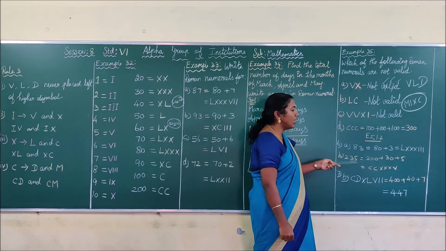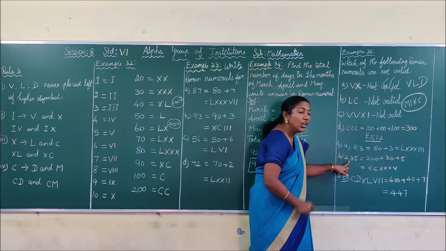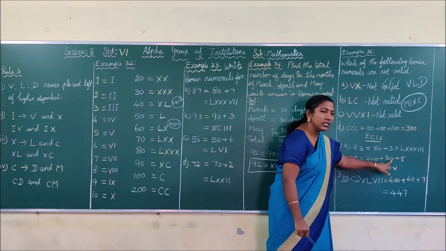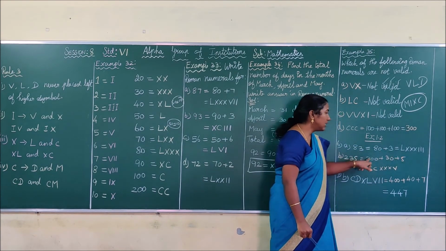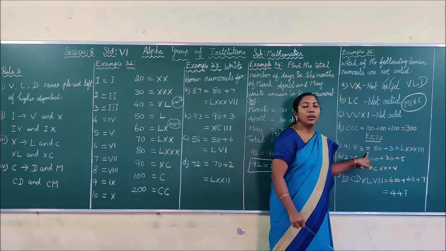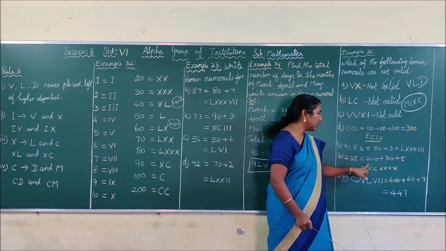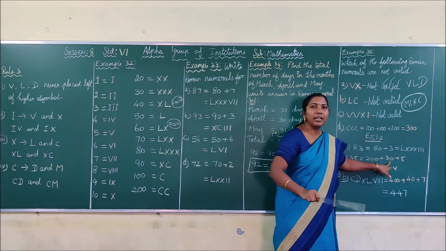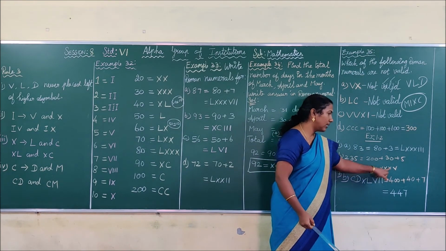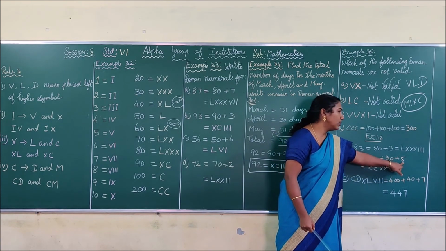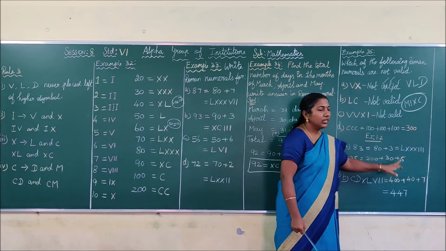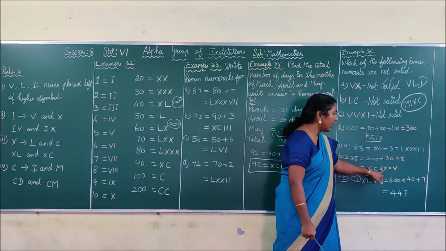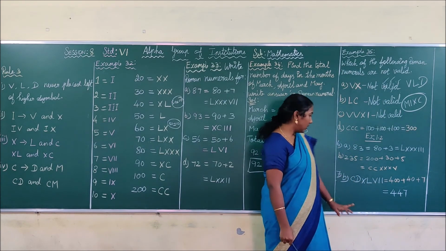See the next one, 235. For 235, first we have to write the expanded form like this: 200 plus 30 plus 5. What is the symbol for 200? How can you give it? By using the 100 two times, that is CC. How can you give the Roman numeral for 30? By repeating the X 3 times, that is XXX. It's clear? And how can you write the symbol for 5? That is V. Thus the Roman numeral for 235 is CCXXXV. It's clear, children?